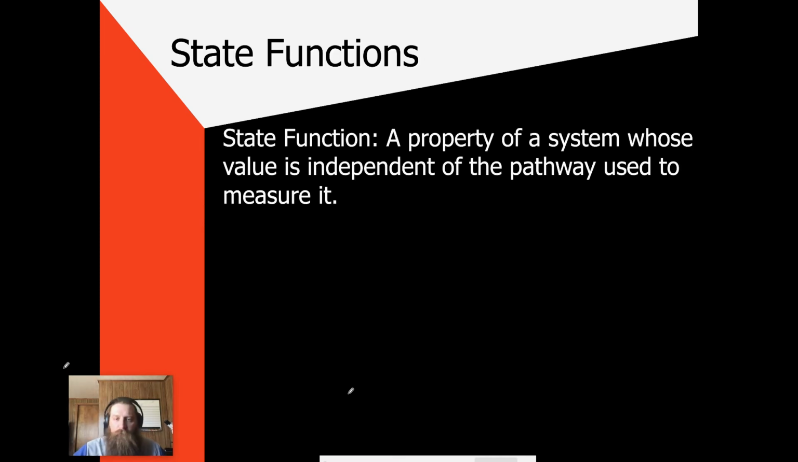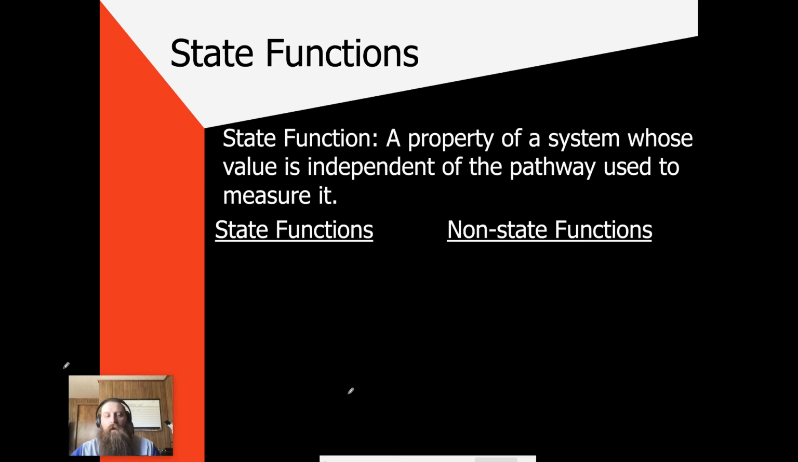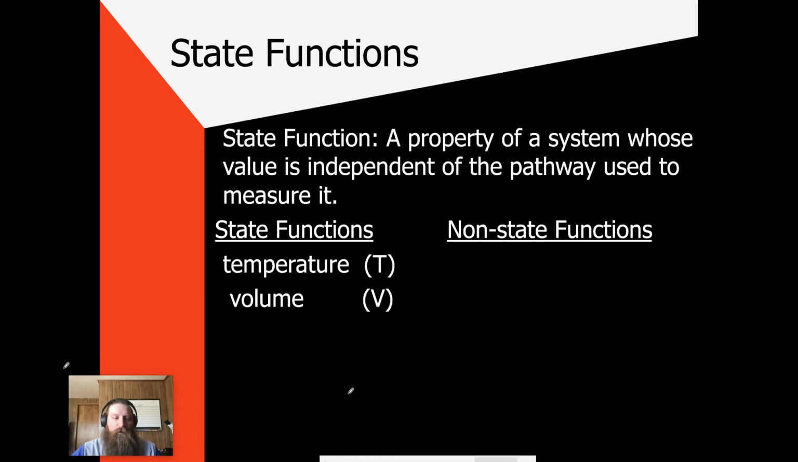So a state function is a property of a system where the value is independent of the way that you measure it. So state functions are things like temperature. It doesn't matter how you measure the temperature, it is the temperature. Okay. The volume, always constant. All right. It doesn't matter how you measure the volume, you're going to get the same outcome.